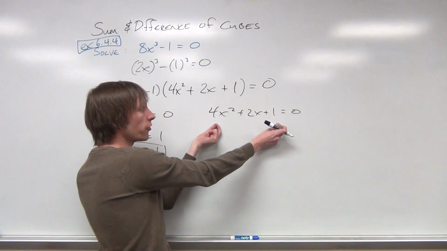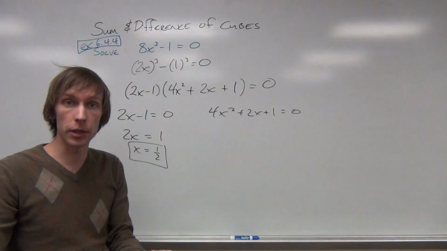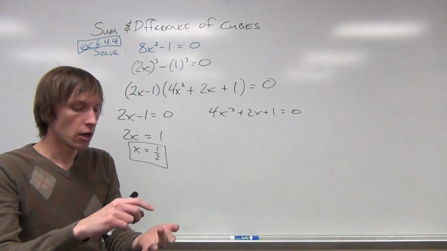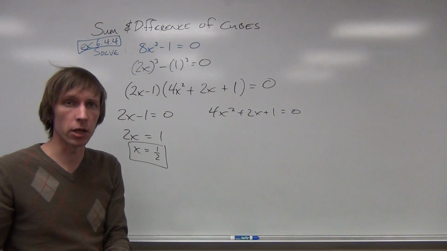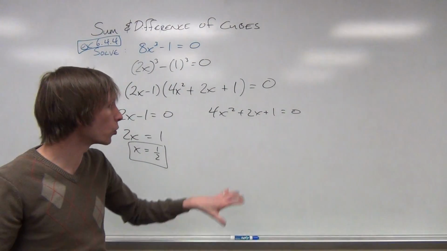Now, to solve this, this can't be factored. There are no factors of 4 that add up to 2, so we can do this a couple different ways. We can solve by completing the square, we can solve by graphing, that's not actually going to work here, or we can solve by the quadratic formula. I'm going to use quadratic formula because I think that we're most comfortable with that.